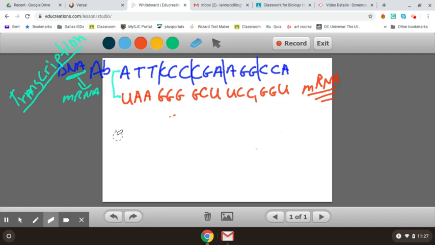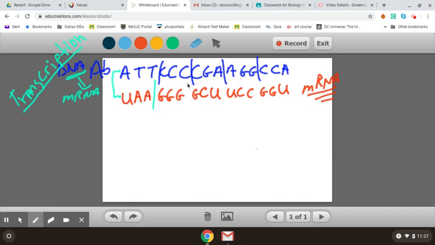This mRNA gets brought to the ribosome. Let me just take this out because I'm going to need this. So now what the ribosome is going to do is look at these letters, and the ribosome is actually going to make a protein by looking at the letters.